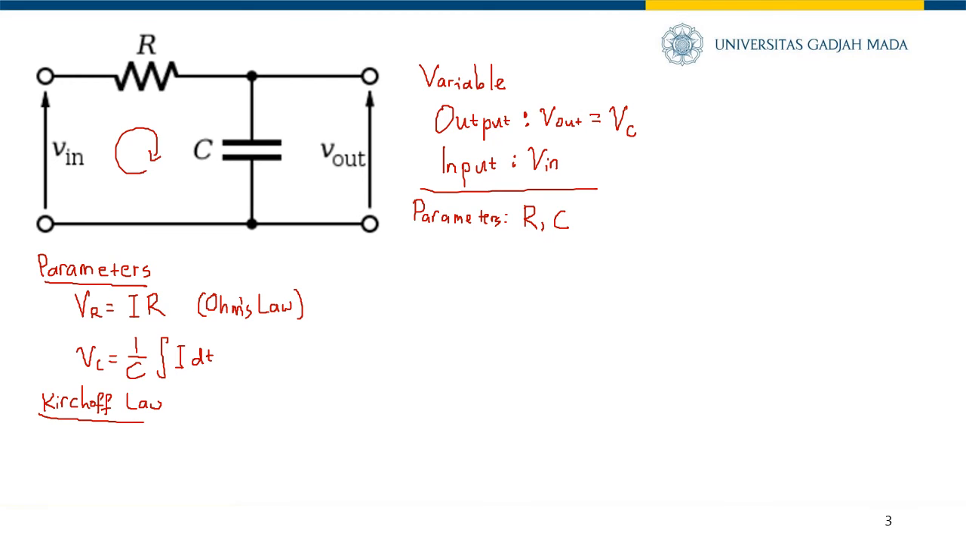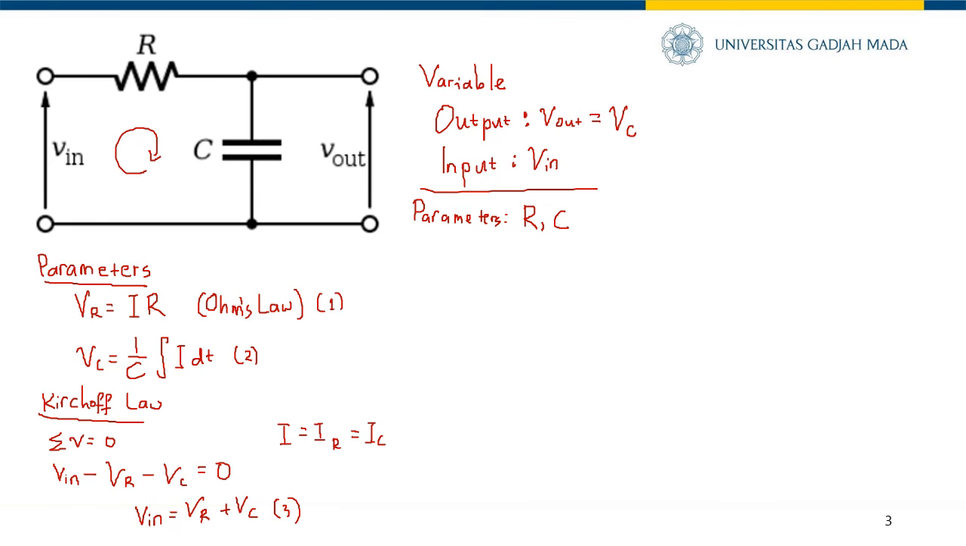You can see here the total voltage will be 0, right? So we can say Vin minus VR minus VC is 0. Or we can manipulate the equation a bit. By Kirchhoff's law, the electrical current is the same because of the series relation, so IR equals IC. So we have 1, 2, 3, three equations.